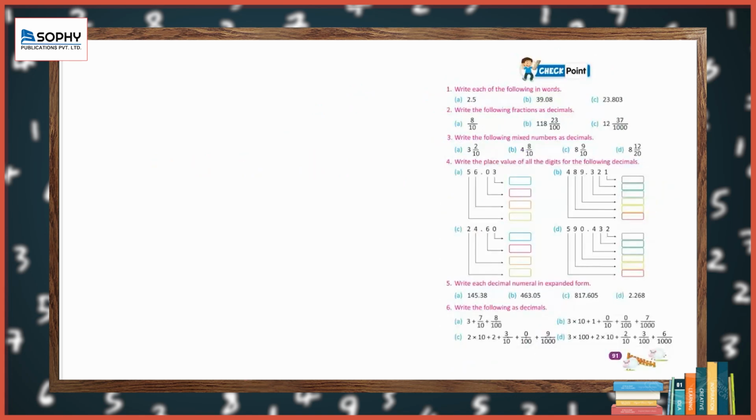Now let's look at the checkpoint, students. In the first part, write each of the following in words. So it will be, very good, students, 2 point 5. In the next one, write the following fraction as a decimal, so it will be 0.8. It will be, very good, students, 3 into 10 is 30. 30 plus 2 is 32, so it will be 3.2.